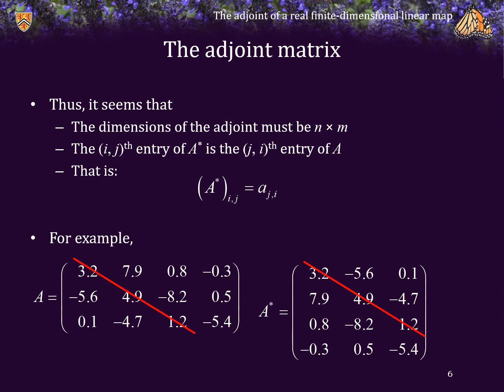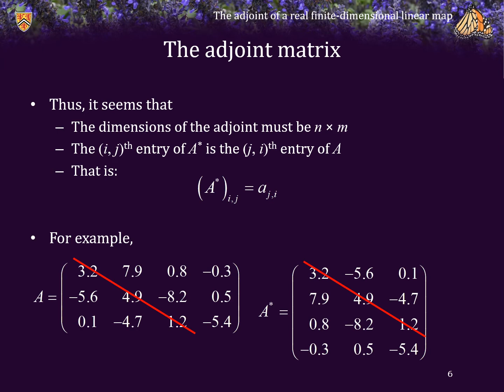What we have essentially done is we have reflected the matrix through the diagonal. So you will notice that the diagonal entries have not changed. However, the entries negative 5.6 and 7.9 are swapped. The entries 0.1 and 0.8 are swapped.